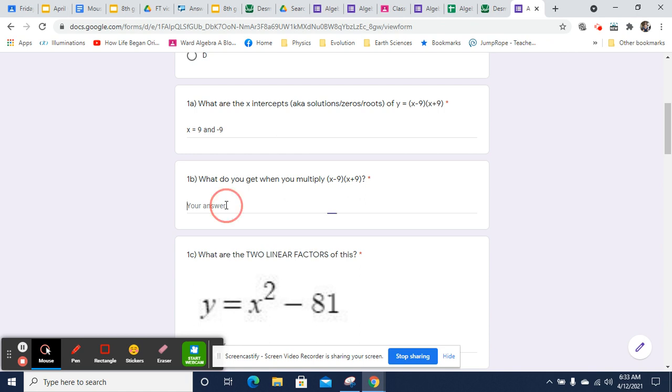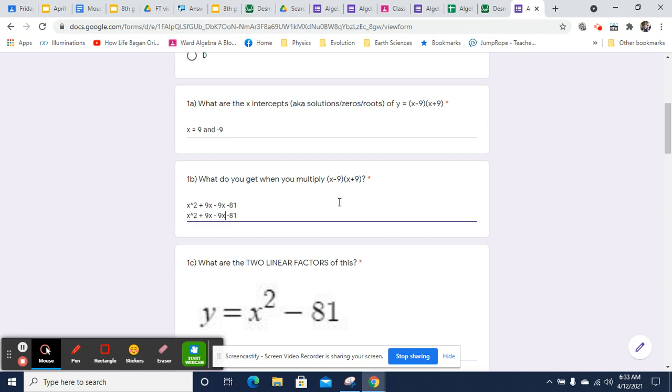So what do we get if we multiply x minus 9 times x plus 9? Well, we're going to get x squared. We will get a negative 81 when you do negative 9 times 9. And in the middle, x times 9 will be a 9x, and negative 9 times x will be a negative 9x. So you've got a couple of things that are going to cancel each other out in the middle. These are the middle terms, I will call them. The middle terms make a 0x.